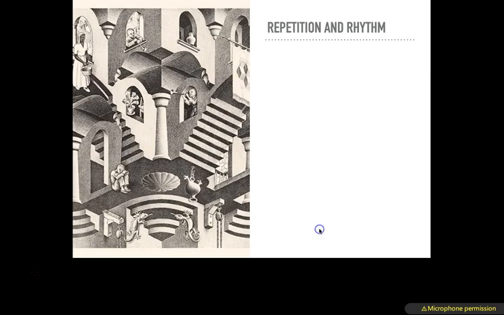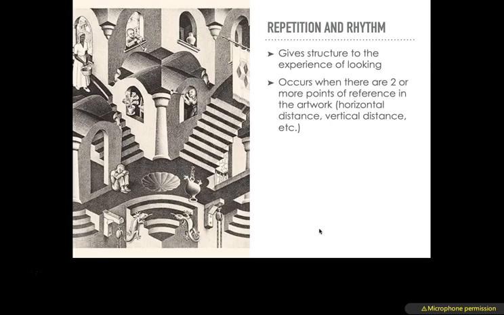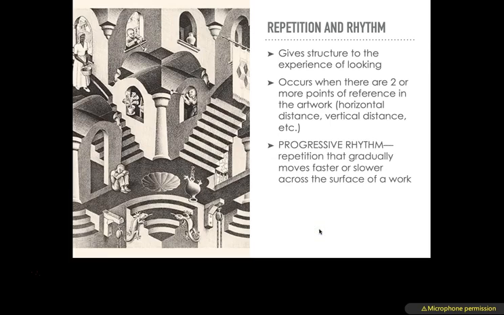Repetition and rhythm. This is when you give structure to the experience of looking. This occurs when there are two or more points of reference in the artwork: horizontal distance, vertical distance, etc. Progressive rhythm is a repetition that gradually moves faster or slower across the surface of a work. Well, how does something that is still visual move fast or slow? Well, often it depends on the distance between the repeated elements. For example, the lines on these steps.